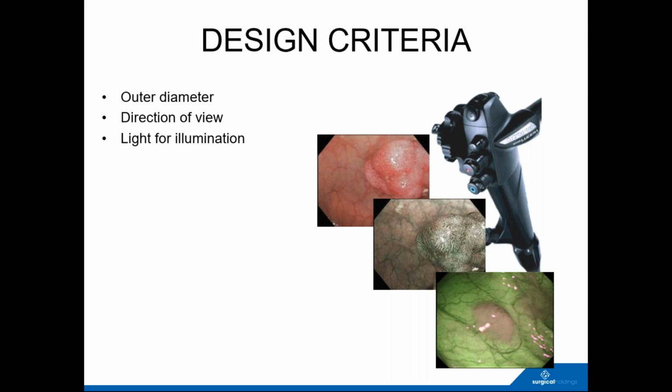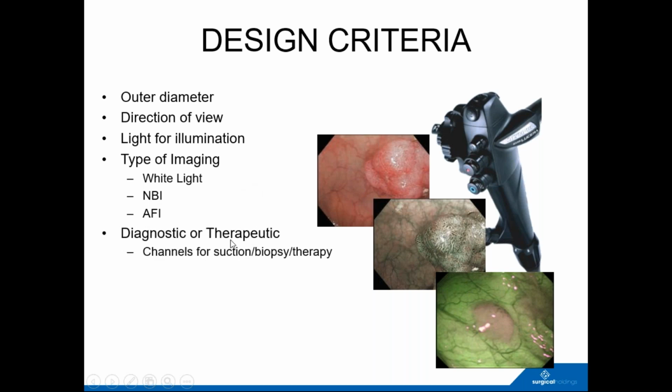You need light for illumination, as I've already said, and then what kind of imaging do you want? This is white light imaging, which is standard imaging. There are NBI, narrowband imaging. This is autofluorescence imaging. So there's lots of different types of imaging through these scopes now. Whether you want it primarily for diagnostic purposes or therapeutic purposes, that will define how many channels you want, what size they are, and then obviously simple things that are extremely important: how cleanable is it, how serviceable is it, and then overall, how much does it cost?